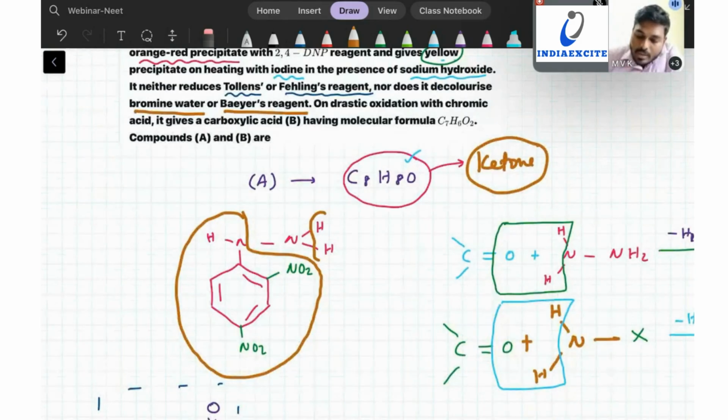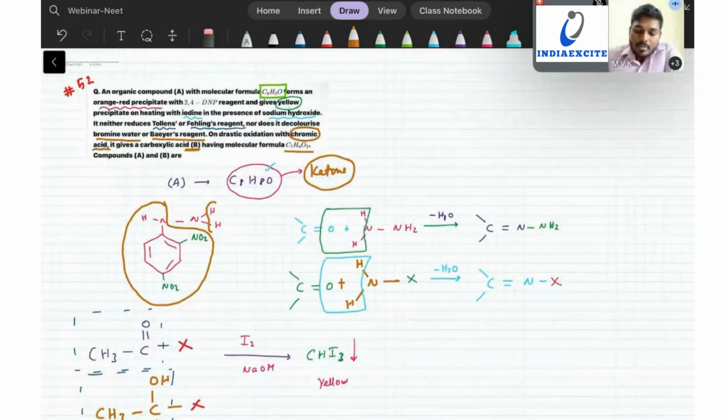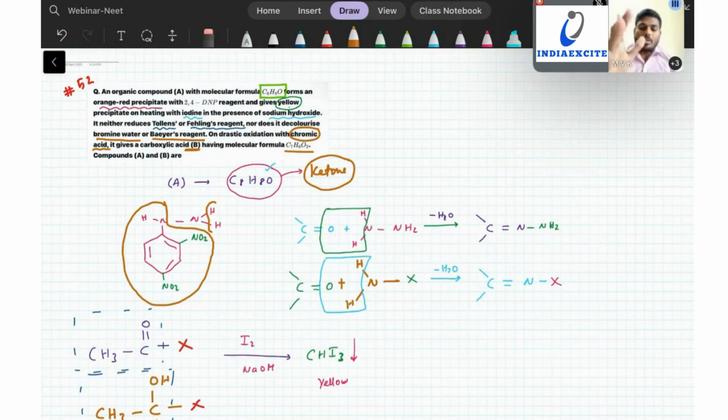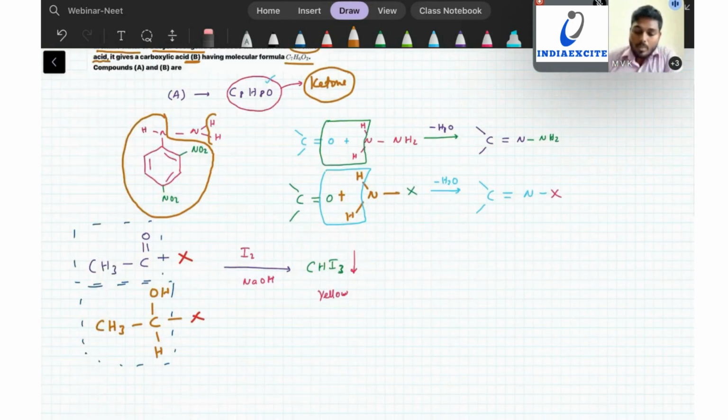On drastic oxidation with chromic acid, it gives a carboxylic acid. That's cool, because chromic acid is a strong oxidizing agent, correct? And it is giving a compound B having molecular formula C7H6O2. So for the first time now I'm also reading the question, just to act as a reference, right? Let's see how you process this question and what things come to my mind when I'm solving it.